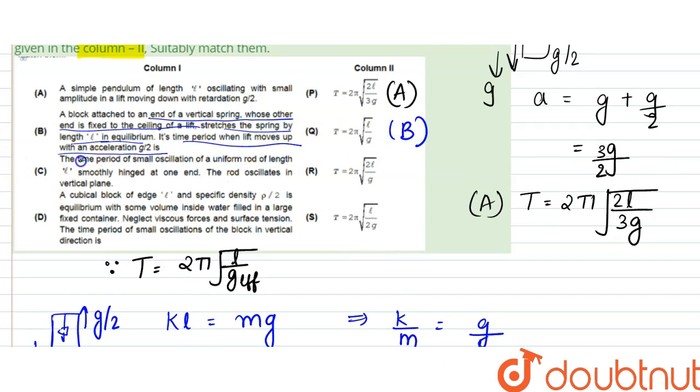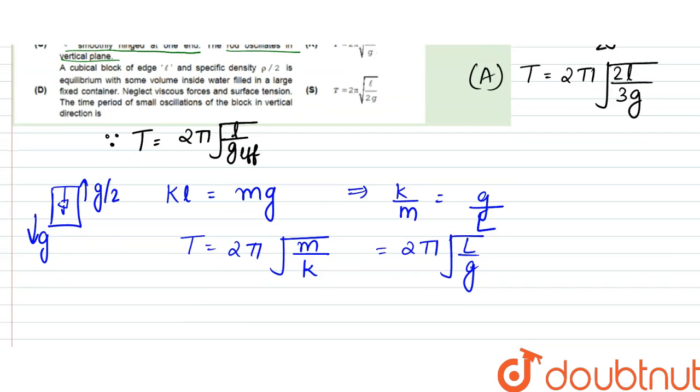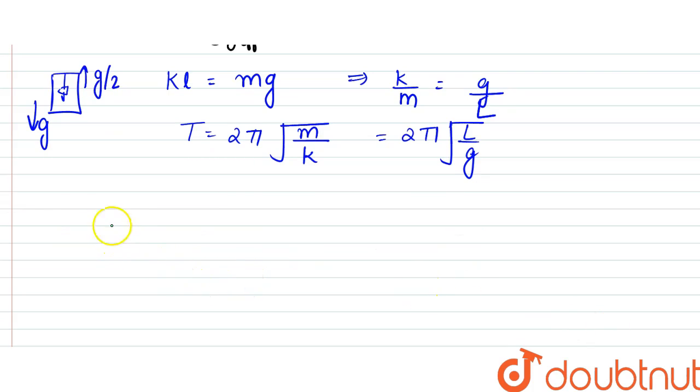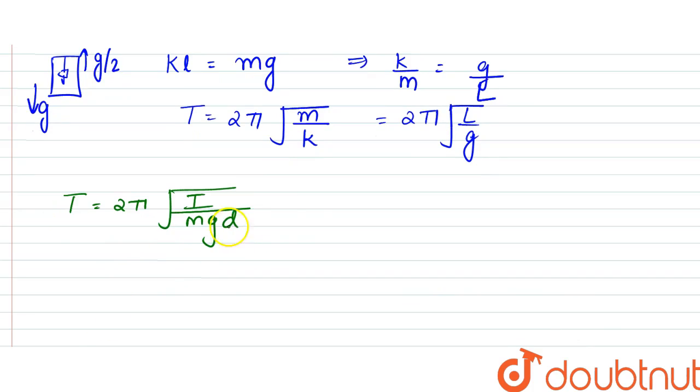Now, the next question. The time period of small oscillation of a uniform rod of length L smoothly hinged at one end. The rod oscillates in a vertical plane. So T would be equal to 2 pi root over I by mg d, where d is the distance from the center of mass.